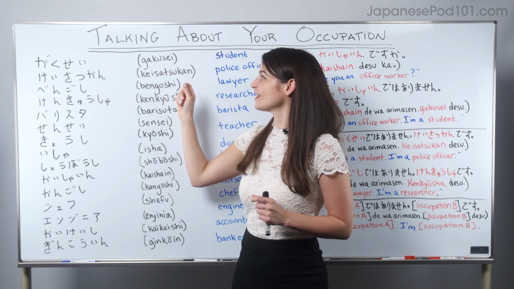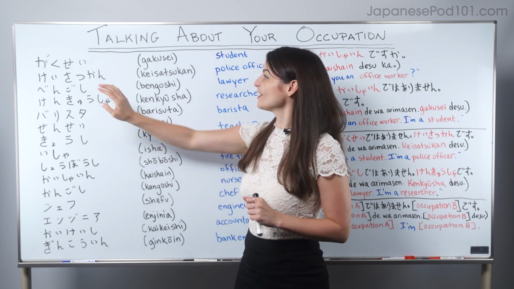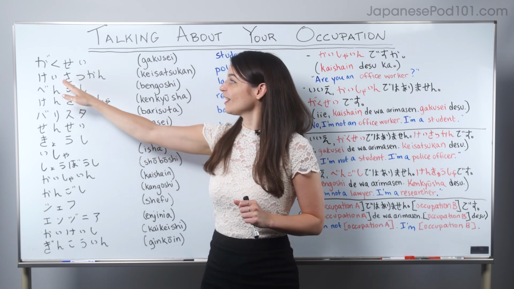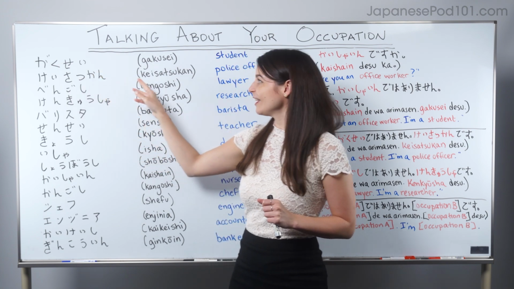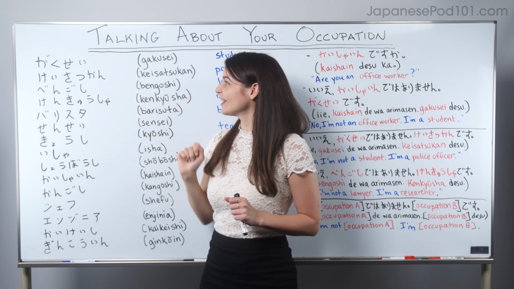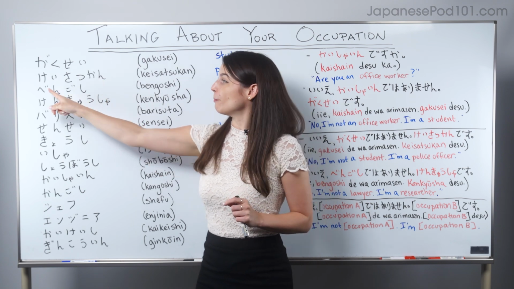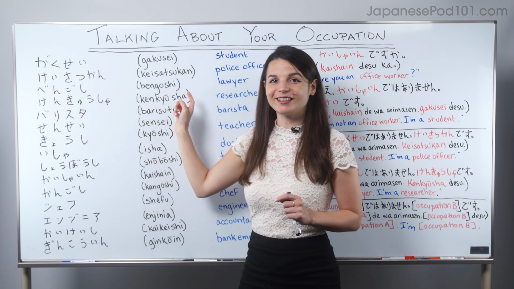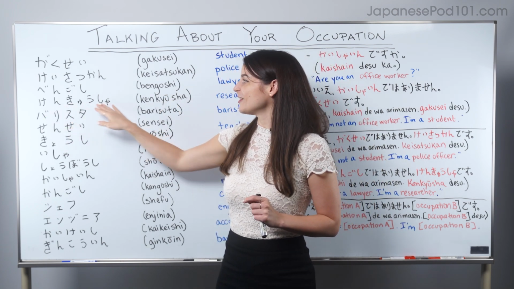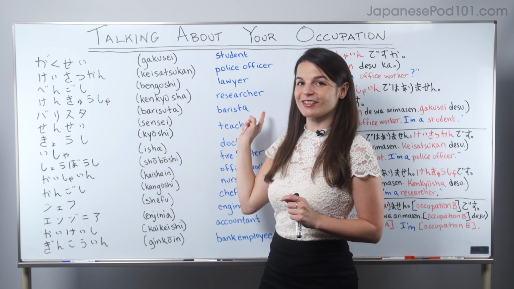So this U sound is very, very quick and soft. 学生 will make it sound natural. Next is 警察官, which means police officer. The next is 弁護士, which means lawyer. Okay, next is 研究者, which means researcher.